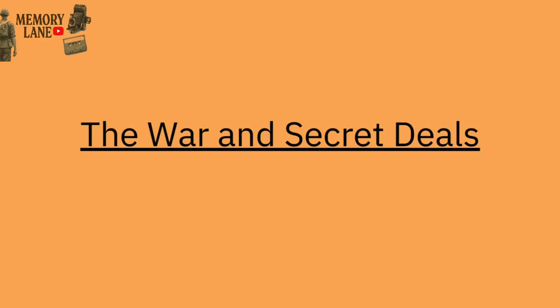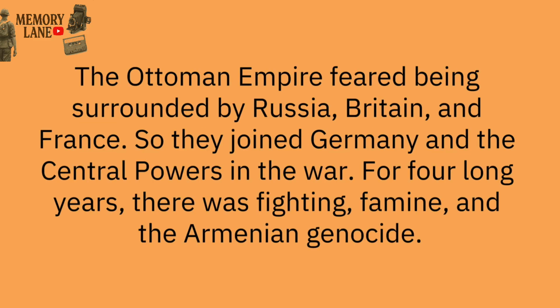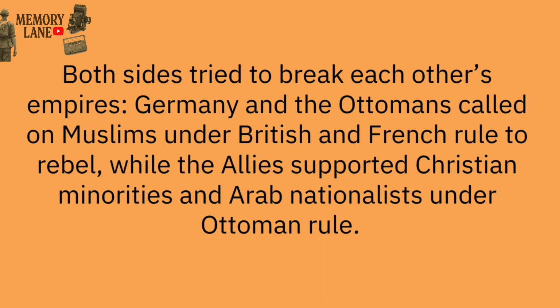The war and secret deals. The Ottoman Empire feared being surrounded by Russia, Britain, and France, so they joined Germany and the Central Powers in the war. For 4 long years there was fighting, famine, and the Armenian genocide. Both sides tried to break each other's empires. Germany and the Ottomans called on Muslims under British and French rule to rebel, while the Allies supported Christian minorities and Arab nationalists under Ottoman rule.